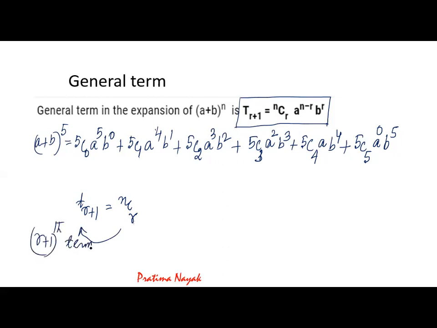The meaning of general term is that any term you can find with this formula. Next, coming to a and b. See, for 5C0, b has exponent 0. For 5C1, b has 1. For 5C2, b has 2. That means the exponent of b in each term is the same as your r. Now coming to a. a will be how much? a will be 5 less than the exponent of b. When it is 0, this will be 5 minus 0. When it is 1, it will be 5 minus 1. When it is 2, it will be 5 minus 2.